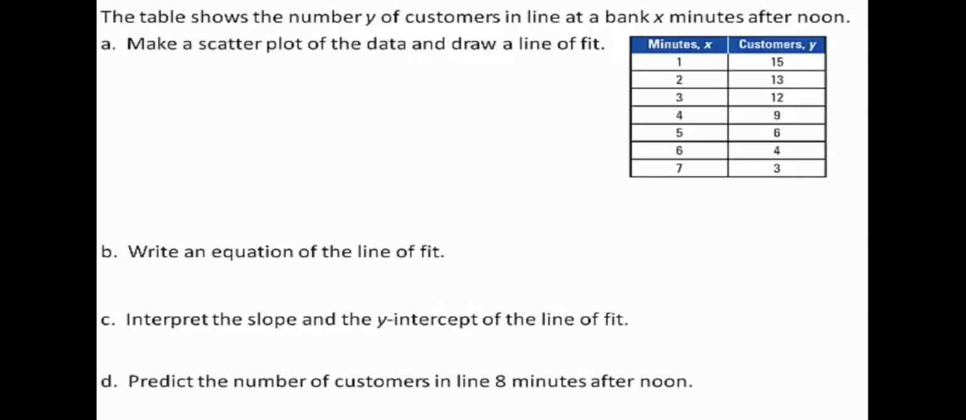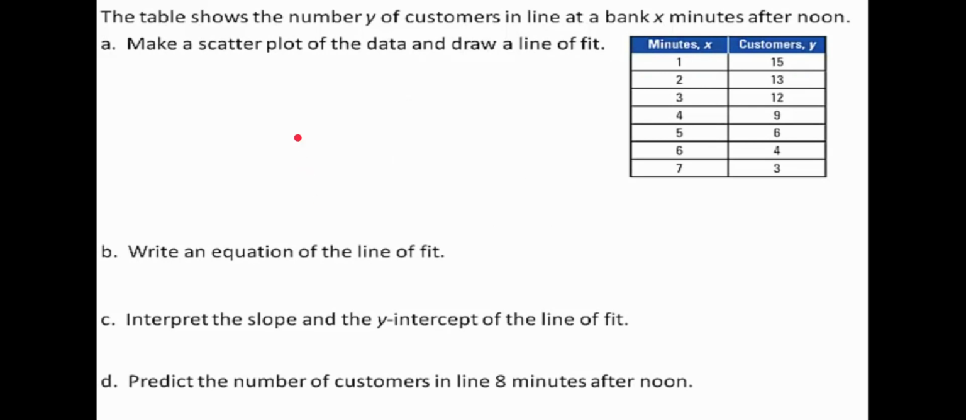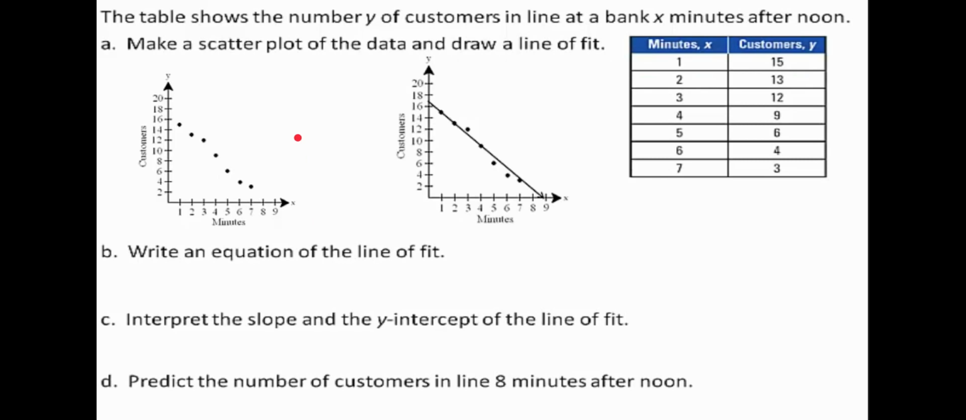Now it's your turn. The table shows the number y of customers in line at a bank x minutes after noon. Make a scatter plot of the data and draw a line of fit. Write an equation of the line of fit. Interpret the slope and the y-intercept of the line of fit. Lastly, predict the number of customers in line 8 minutes after noon. Since some of you don't have graph paper, I am going to give you the graph already done for you. Just please answer the questions for B, C, and D.